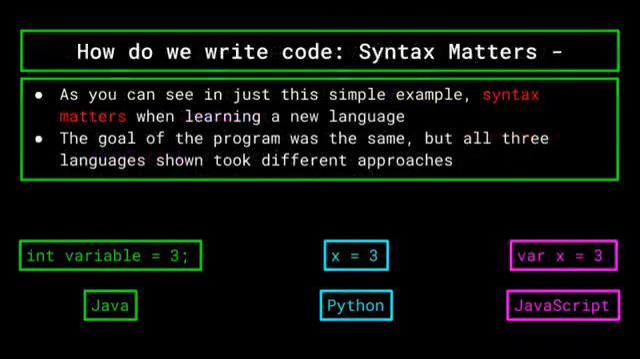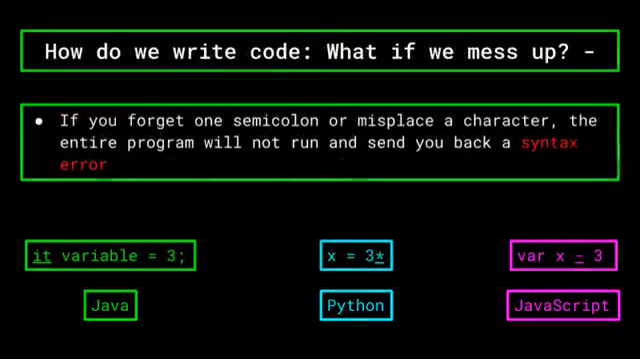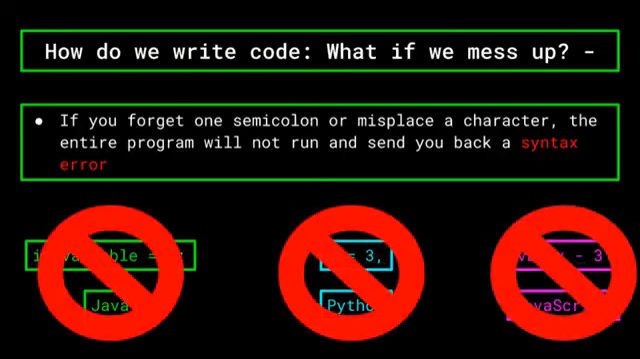Even in this simple example, you can see how much a syntax matters when learning a new language, since while the goal of our program remained the same, which was to define an integer with the value 3, all the programming languages shown took different approaches. All these languages require that you follow this syntax because remember, computers are extremely dumb. If you forget one semicolon or misplace a character, the entire program will not run and send you back a syntax error, which is something we'll talk about later.